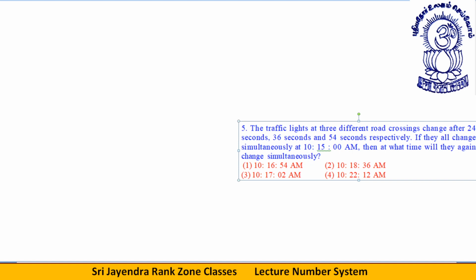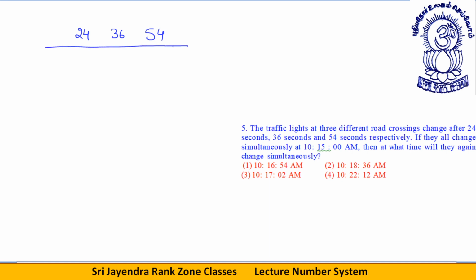Next question is, the traffic lights at the three different road crossings change after 24 seconds, 36 seconds, 54 seconds respectively. If they all change simultaneously at 10:15 a.m., then at what time will they again change simultaneously? Look, see, their timings are 24, 36 and 54.